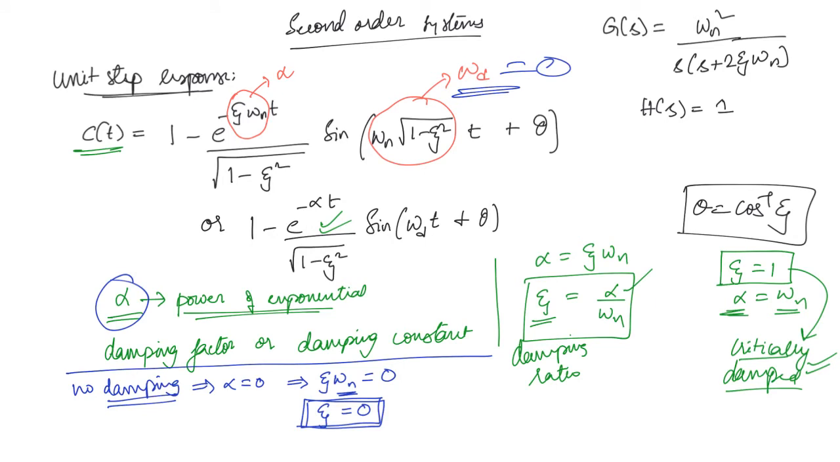Now if you substitute zeta is equal to 0 in the output C of t, then what will you get?